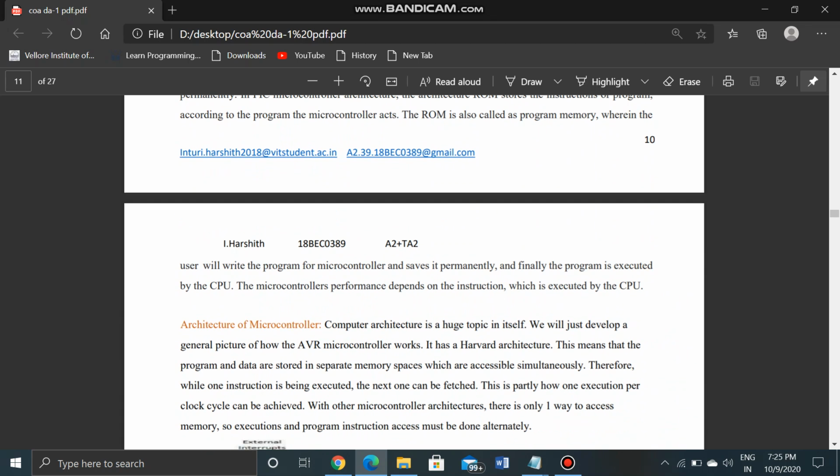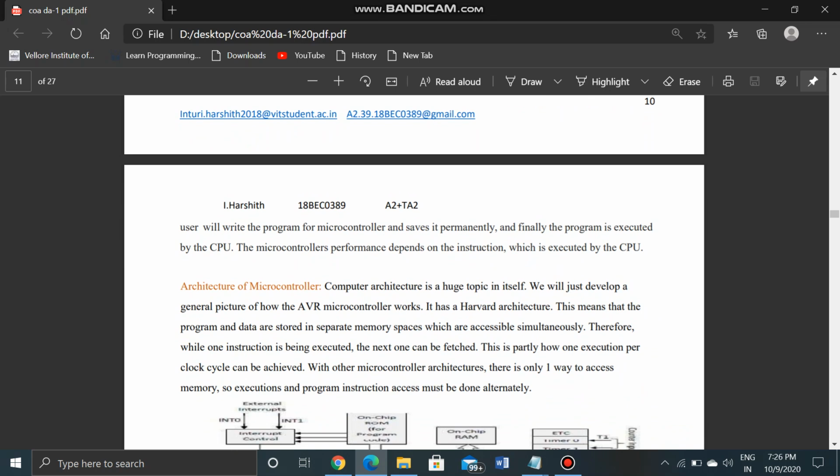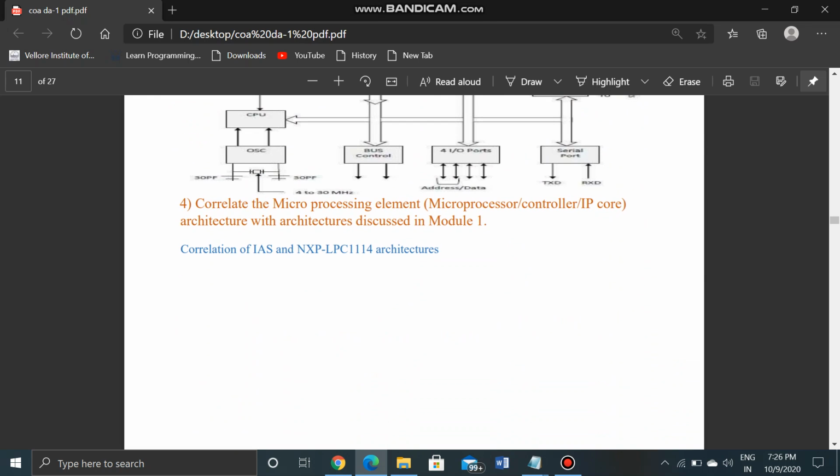Now the architecture of the microcontroller. Computer architecture is a huge topic in itself. We just develop a general picture of how an AVR microcontroller works. It has a Harvard architecture, which means that program and data are stored in separate memory spaces which are accessible simultaneously. Therefore, while one instruction is being executed, the next one can be fetched. This is partly how one execution per clock cycle can be achieved. Coming to the fourth question, correlate the microcontroller element with the architecture.